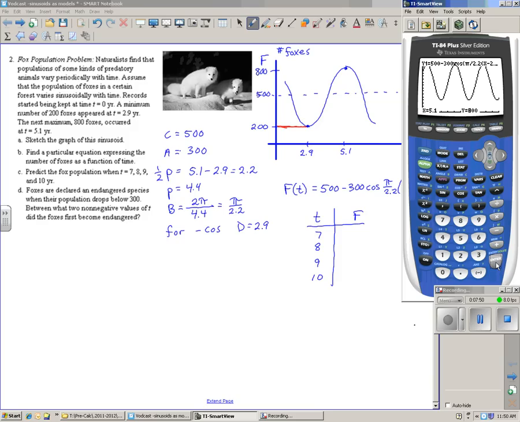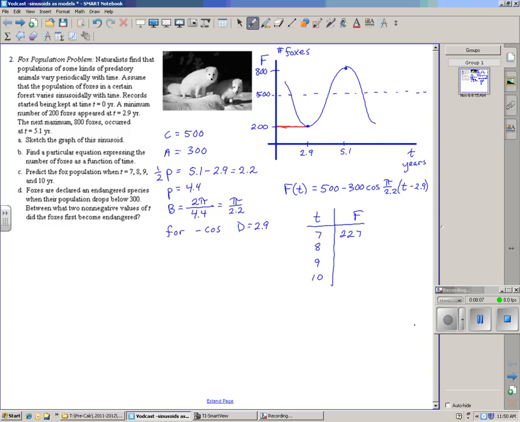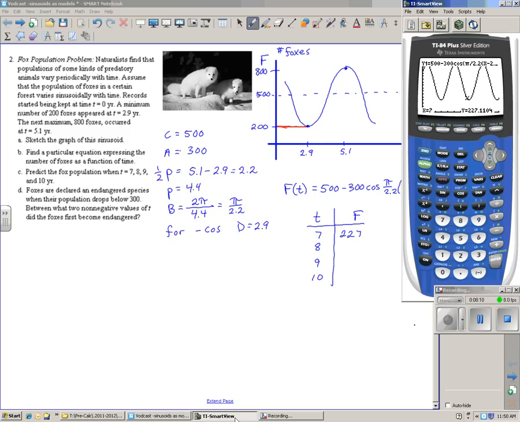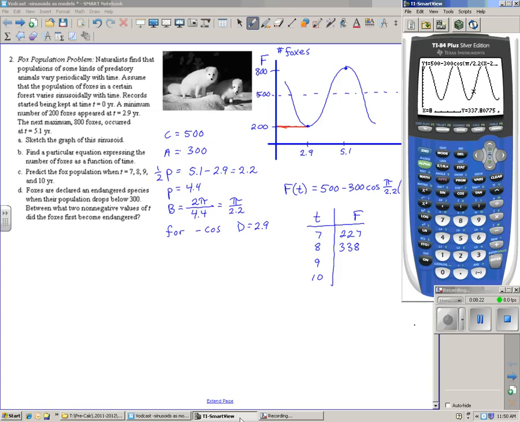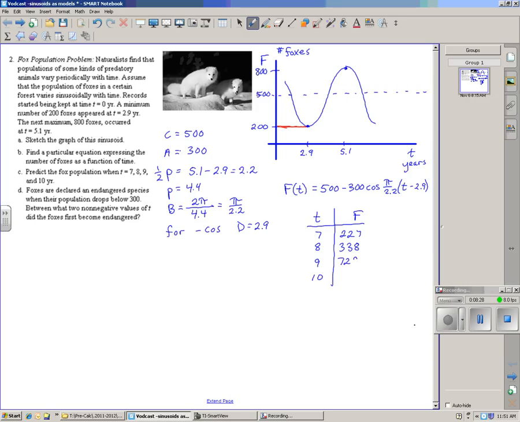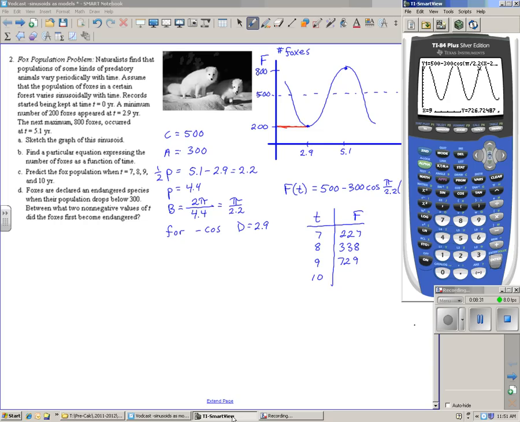I can further use one way to get these values for 7, 8, 9, and 10 years is to just keep using that value. So I can plug in 7 and get 227 foxes, rounding off to a whole fox. 8 is going to be 330. I'll round that to 338 foxes. For 9, that is 727 foxes.